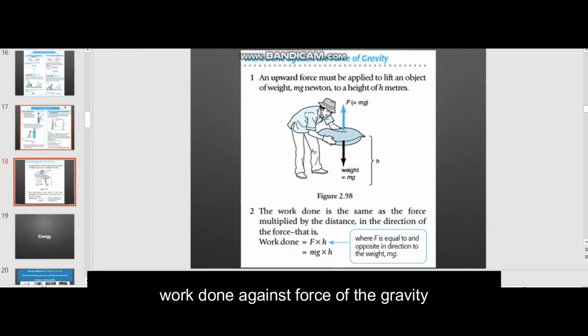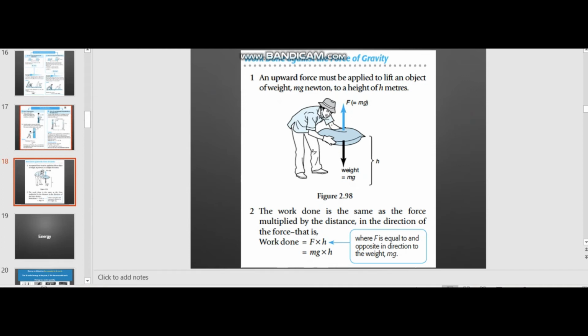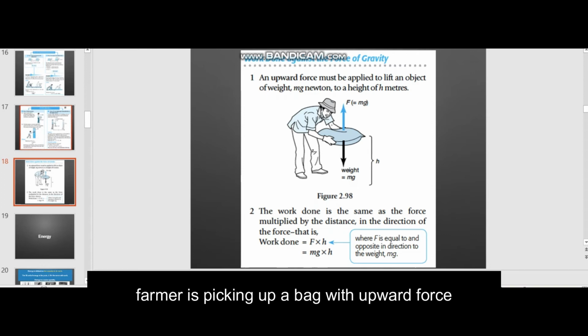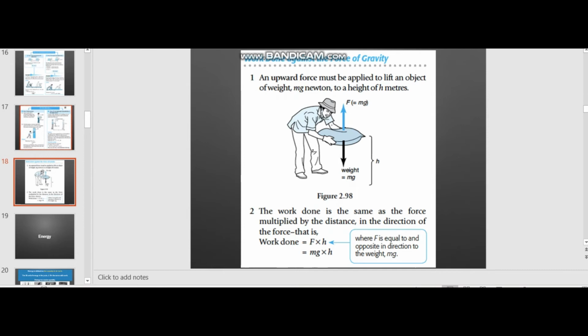And the last one is the work done against the force of gravity. A farmer pulls up a bag with an upward force, so the weight is equal to mg. The work done against the force of gravity can be calculated with mg, which is the weight, times h, which is the height of the bag moving. So we can calculate the work done by the gravity here.